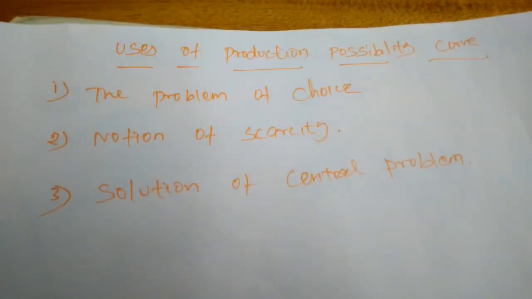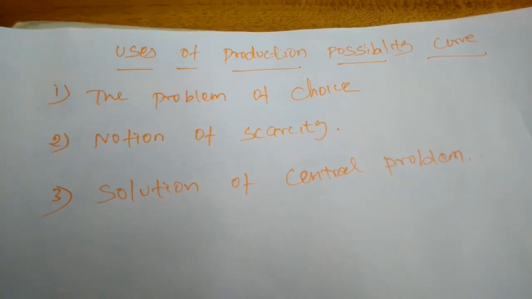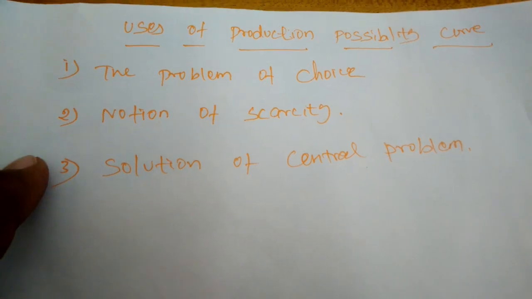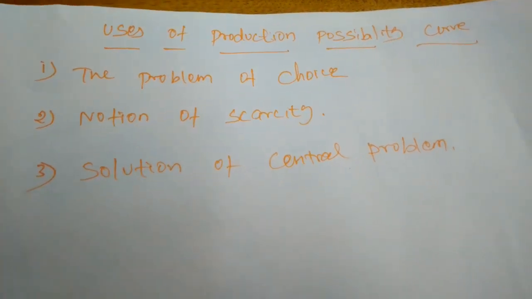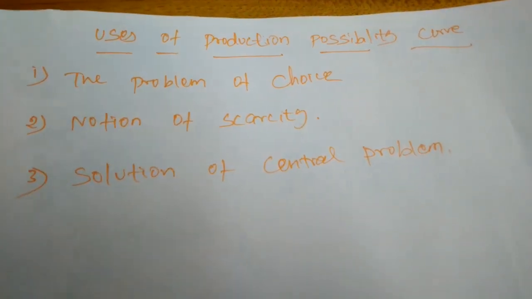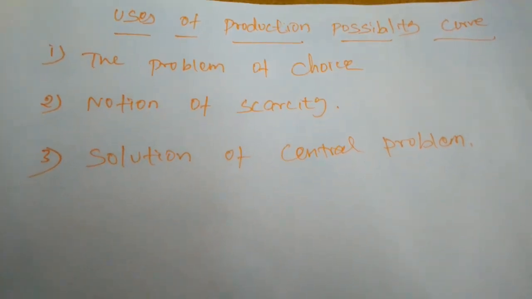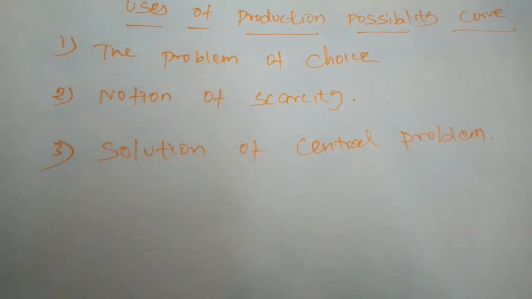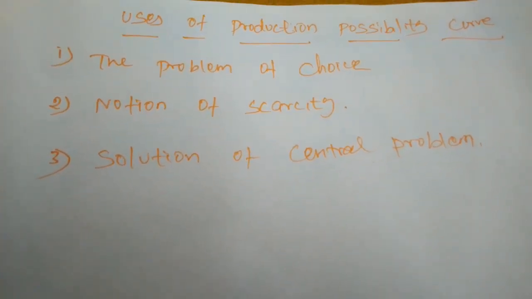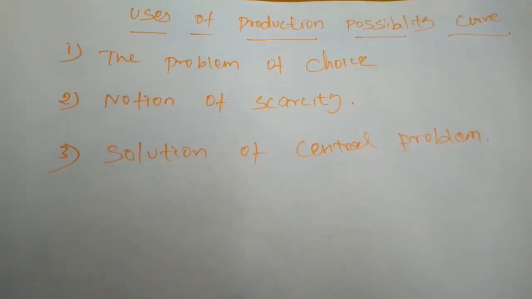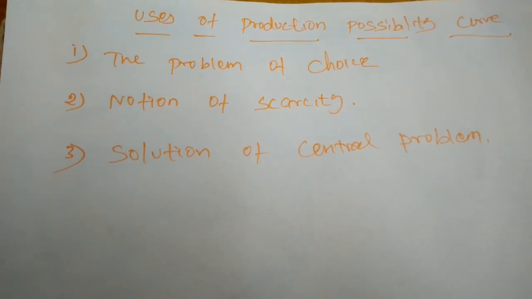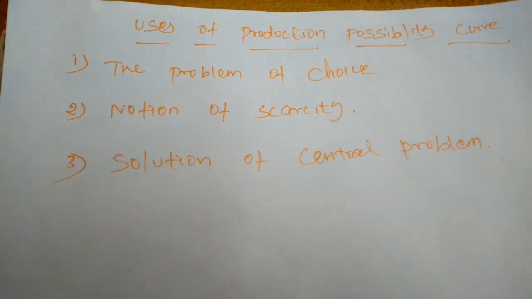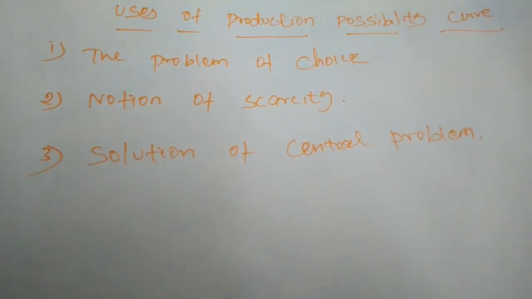Then today we will study the uses of the production possibility curve. We have been studying the production possibility curve, so what are its uses? The first use of the production possibility curve is the problem of size. All nations have the problem of the size of production: what product we have to produce, how much, and for whom. This is the problem of size.